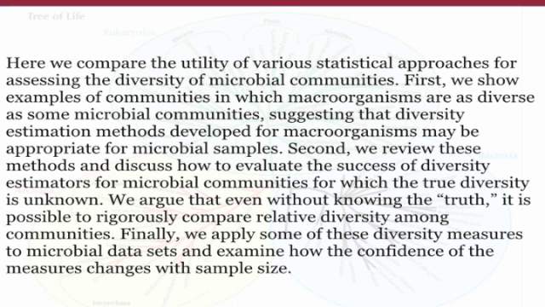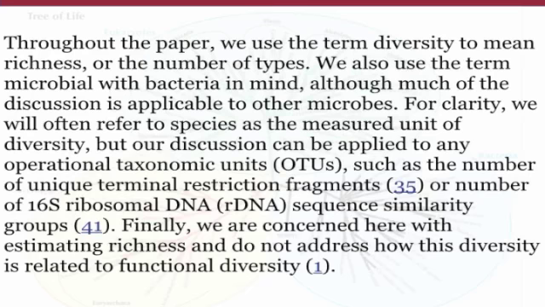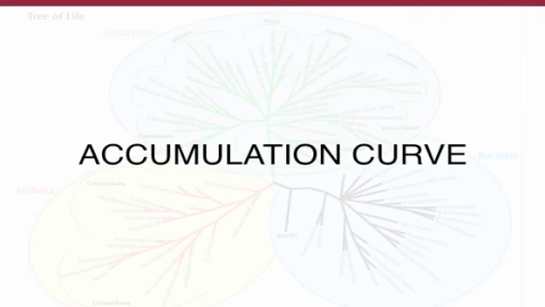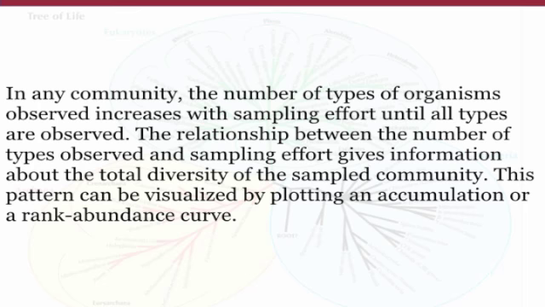And they basically lay out in here ways to compare different approaches for analyzing the diversity of samples. I don't know why they put this as the header of one of their sections. Maybe a reviewer made them put it, but they clearly don't think microbes are too diverse to count. The whole paper is about how to count microbes. So then they go through 3 basic approaches to doing this. An accumulation curve, and they talk about what an accumulation curve is.